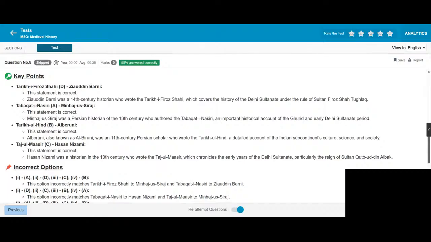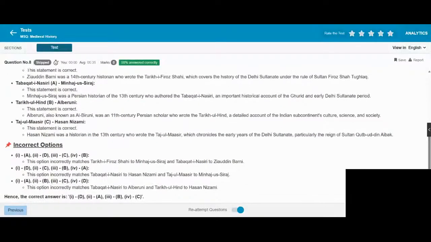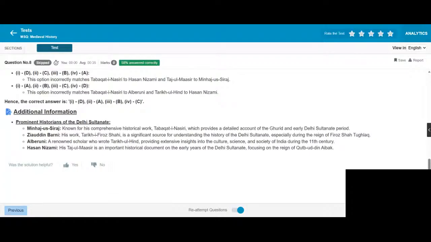Taj-ul-Maasir, Hasan Nizami. Hasan Nizami was a historian in the 13th century who wrote the Taj-ul-Maasir, which chronicles the early reign of Qutbuddin Aibak. Minhaj Siraj is known for his comprehensive historical work Tabaqat-i-Nasiri, which provides a detailed account of the period.